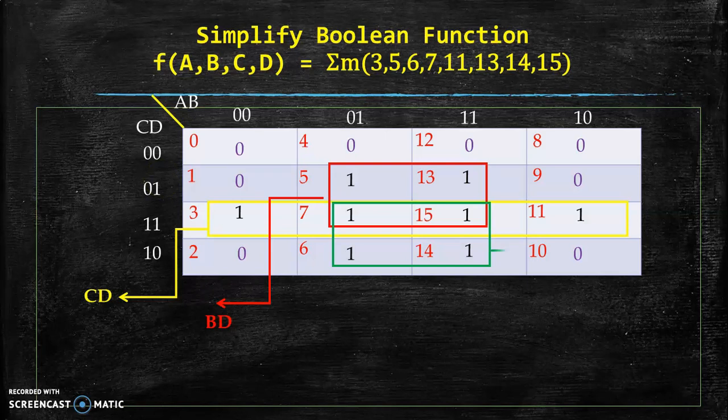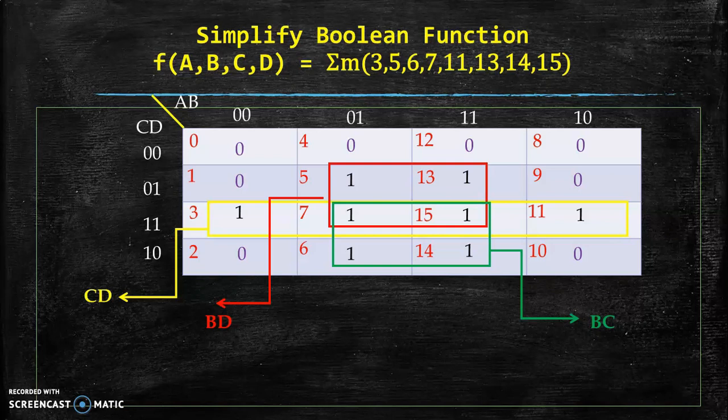Same way for the third group. Similar way we can write B, and for CD it is 1, 1, 1, 0. So D is shifting from 1 to 0. So we have to eliminate D. For C it is 1, 1. So we have to write BC. So we can eliminate 2 variables at a time when we prepare a quad.